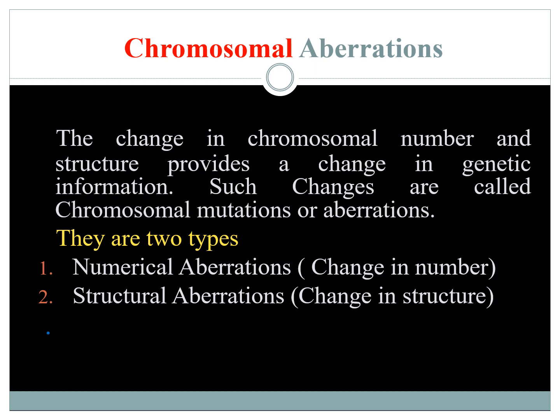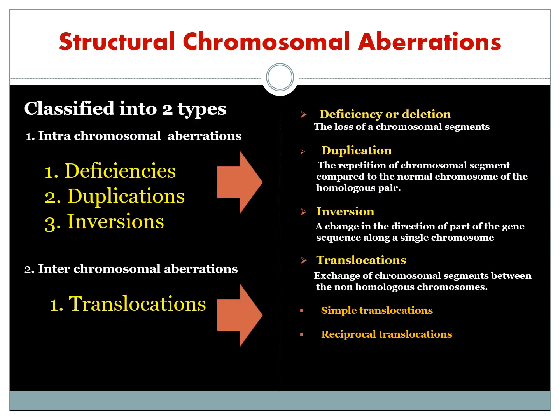These are of two types, numerical aberrations and structural aberrations. If there is any change in the number of chromosomes in the genome of an organism, then it is called a numerical aberration. Examples of numerical aberrations are polyploids and aneuploids. We are going to discuss the second type, structural chromosomal aberrations. Any change in the structure of the chromosome is known as structural aberration.